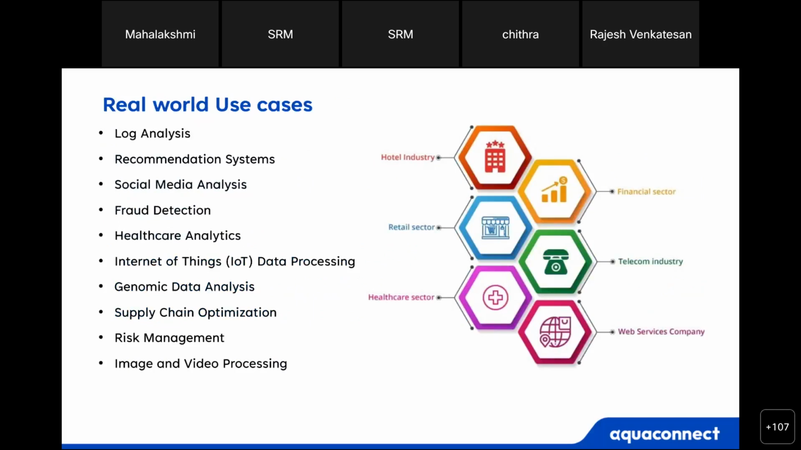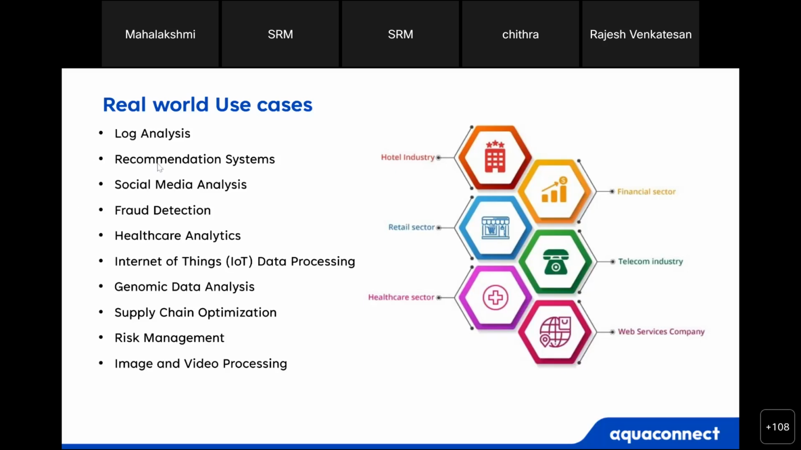So now, why we are using Hadoop and big data will be clearly understood by these real-world use cases. Log analysis, recommendation systems, social media analysis, fraud detection, healthcare analysis, Internet of Things data processing, genomic data analysis, supply chain optimization, risk management, and image and video processing. So, what does log analysis mean? Analyzing a large volume of data from web servers and troubleshooting issues. This comes under log analysis.